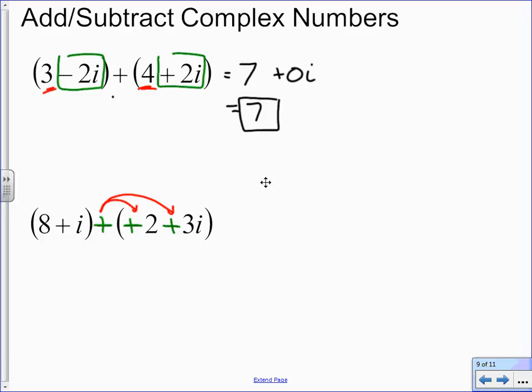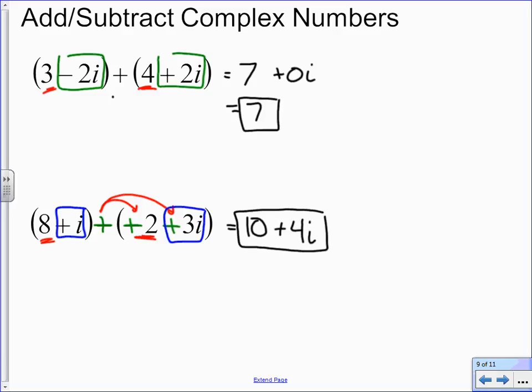Once I change it all to addition, then I can go through and I can combine like terms. So again, I could combine the real parts. 8 plus 2 is 10. And I can combine the imaginary parts, the plus i and plus 3i. So I'll have 10 plus 4i. And I have my answer. Notice I write my answer in standard form. The real part 10 plus the bi is 4i. Any questions I can answer about adding or subtracting?